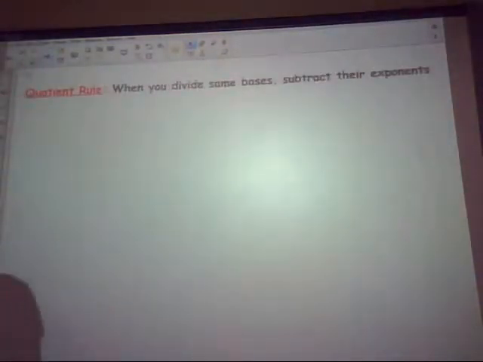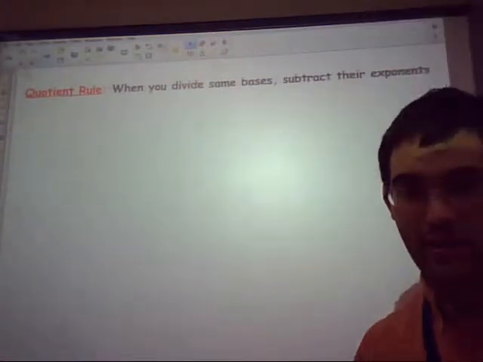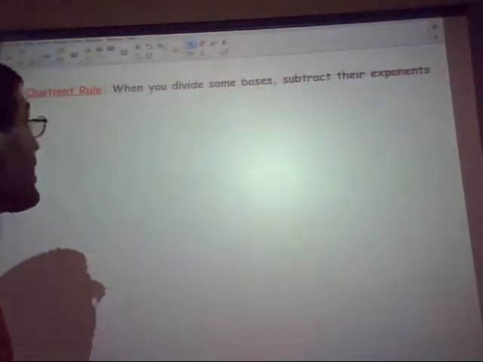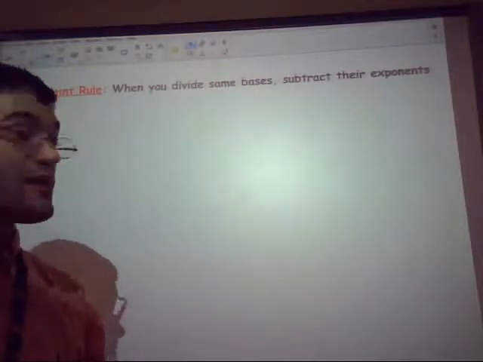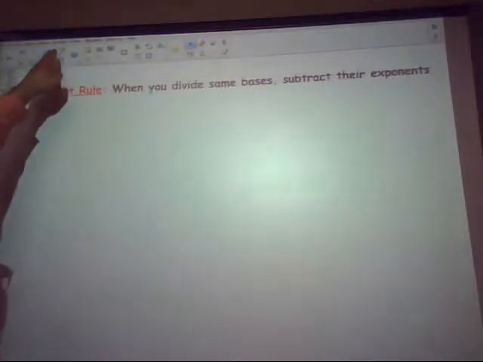So that's our quotient rule. Quotient simply means divide. When you divide same bases, you subtract their exponents. So let's look at a few more examples.